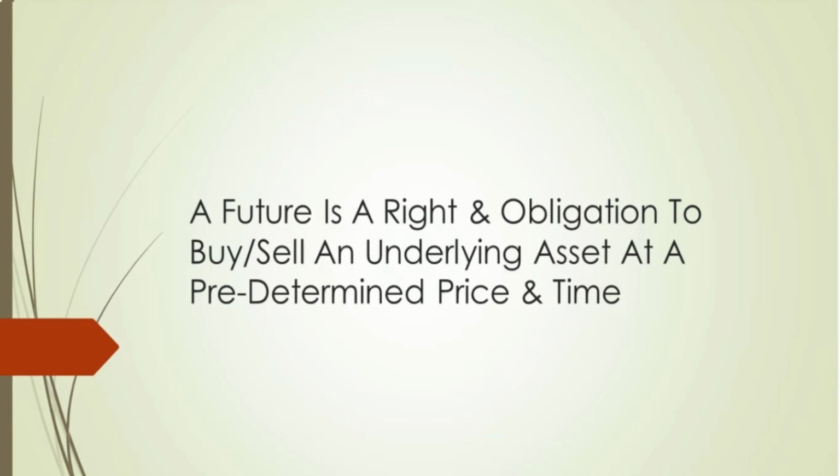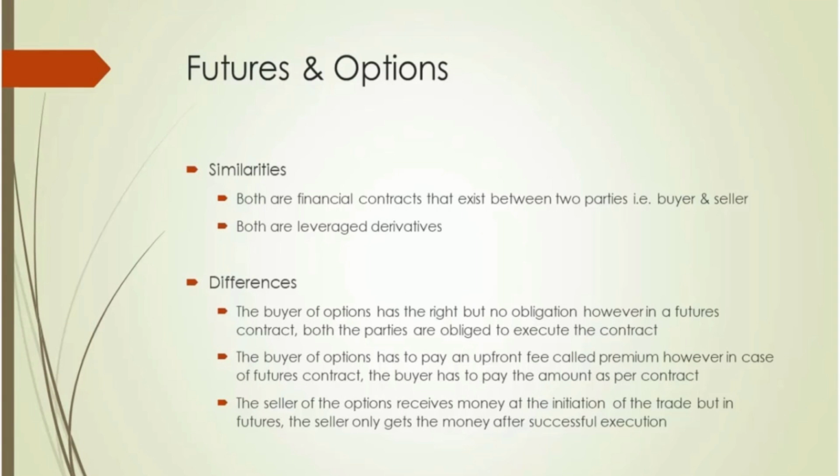A future is a right and obligation to buy or sell an underlying asset at a predetermined price and time. And an option is a right without an obligation to buy or sell an underlying asset. Both futures and options are products that derive their values from the value of the underlying asset. They both are financial contracts that exist between two parties, the buyers and the sellers, and both are leverage derivatives.